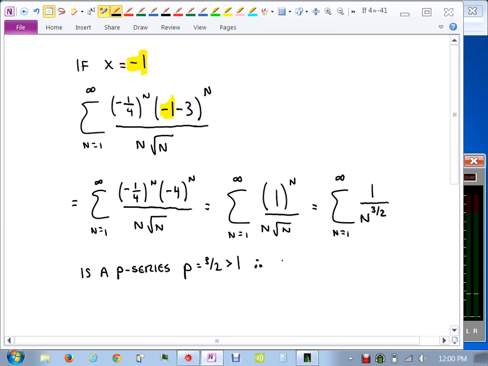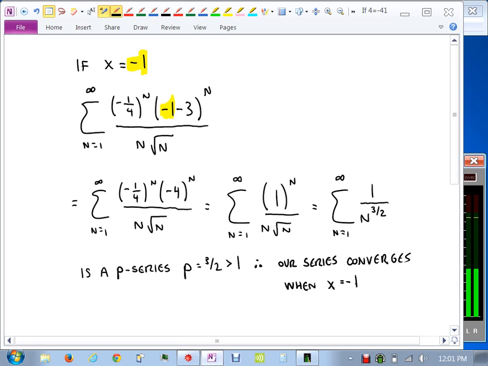Therefore, I'm going to say it this way. Our series converges when x equals -1. So on that interval I had drawn earlier, right, -1 to 7, at -1 it does converge, right? Now we have to figure out what happens at 7.